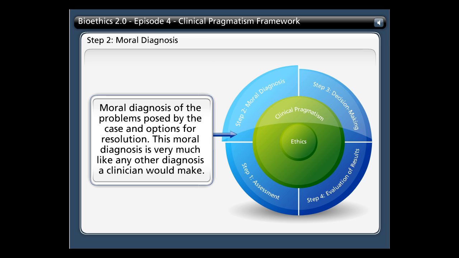Phase 2 of the Clinical Pragmatism Framework is a moral diagnosis of the problems posed by the case and options for resolution. This moral diagnosis is very much like any other diagnosis a clinician would make. It involves taking into account all the facts of the assessment and trying to make a hypothesis of what the diagnosis could be based on the contextual features of the case, and then what some options might be to provide data so that you can test that hypothesis. In this way, a moral diagnosis is very much like other diagnoses a clinician would make. It is essentially a hypothesis.